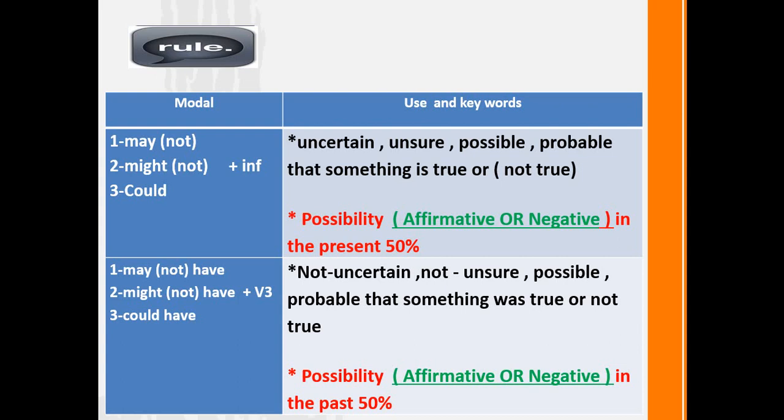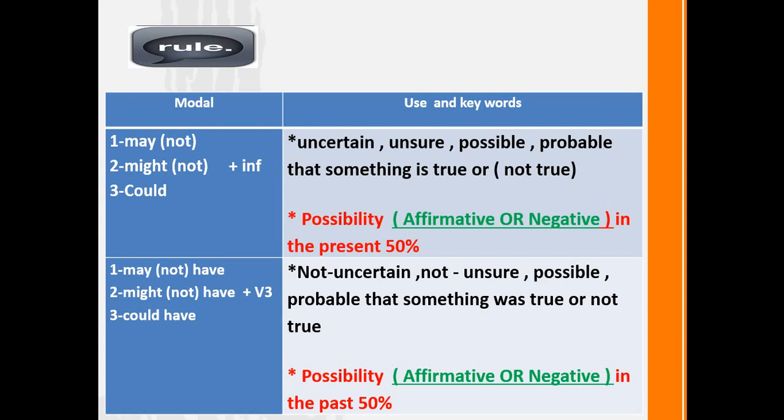When do we use these 3 modals? When we are uncertain, unsure, and it's possible, probable, that something is true in the affirmative or not true in the negative. We call this possibility, affirmative or negative. Affirmative possibility and negative possibility in the present. In fact, we are 50% sure.